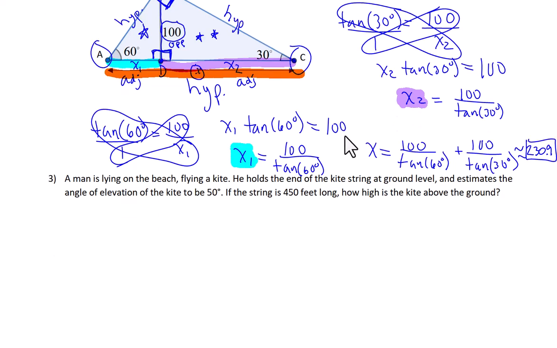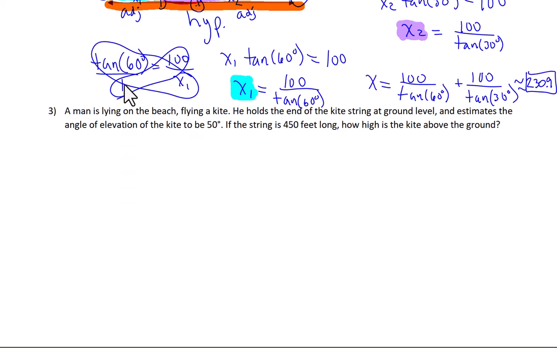All right, let's do one more example on this topic. This next problem says this. A man is lying on the beach flying a kite. He holds the end of the kite string at ground level and estimates the angle of elevation, that sounds important, of the kite to be 50 degrees. If the string is 450 feet long, how high is the kite above the ground?